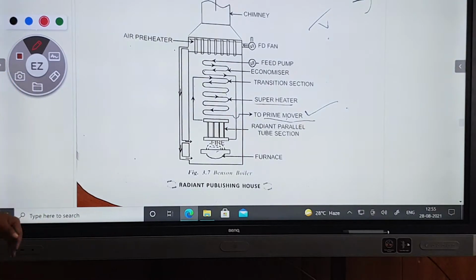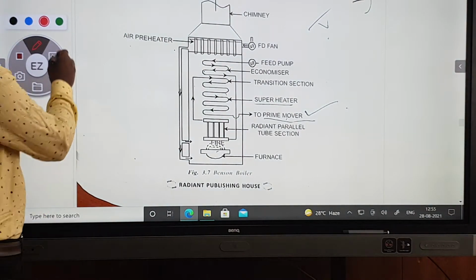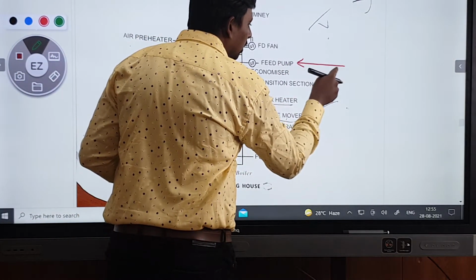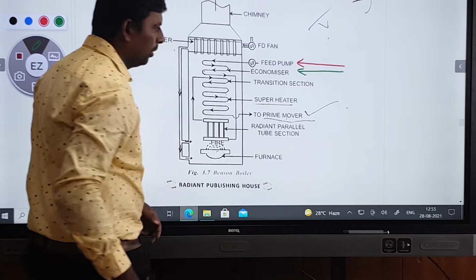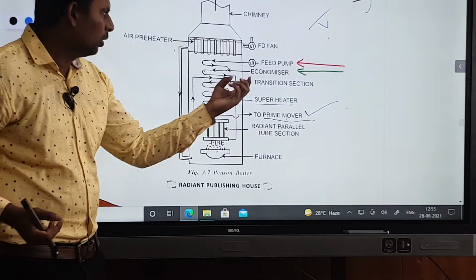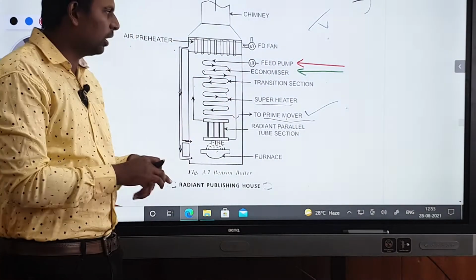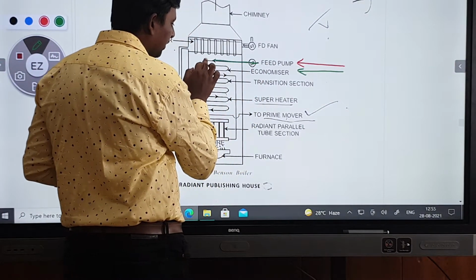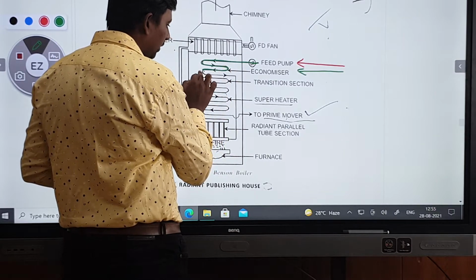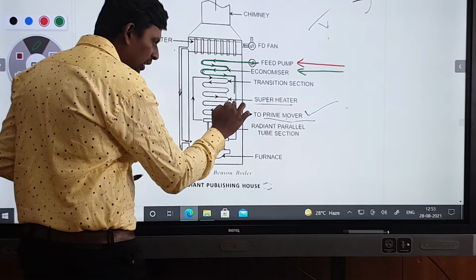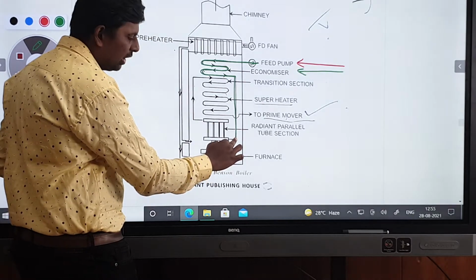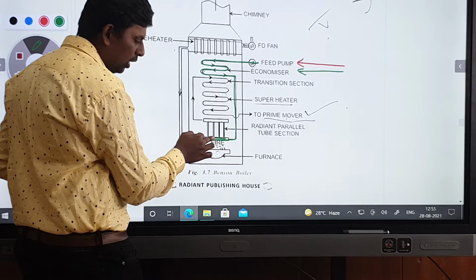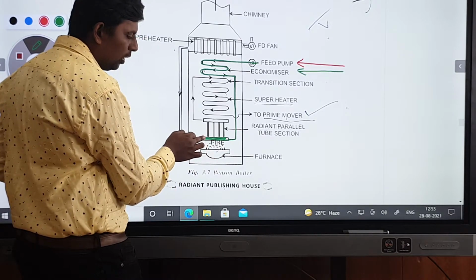So what is the first part, from where is it starting? As you can see, it is starting from here. Water is coming inside from the feed pump. That water is going like this, and after one revolution it comes directly down. Then it goes to the lower tube.